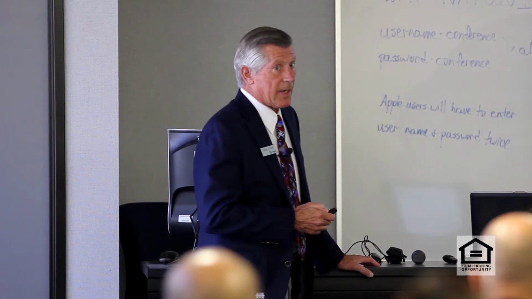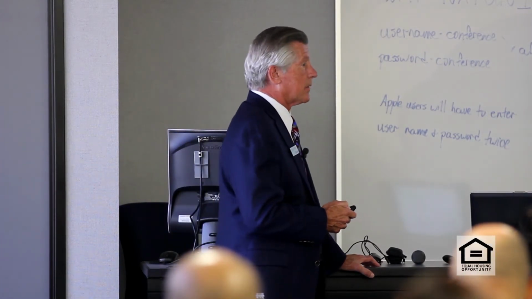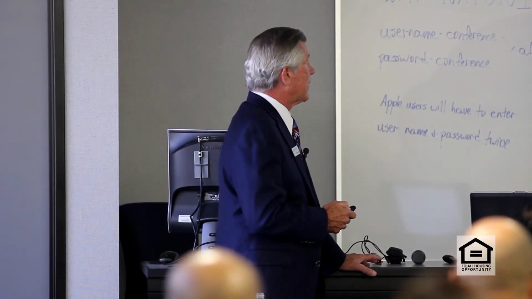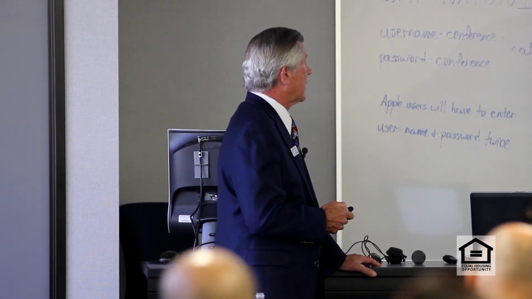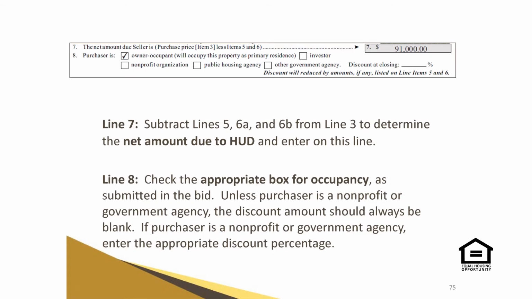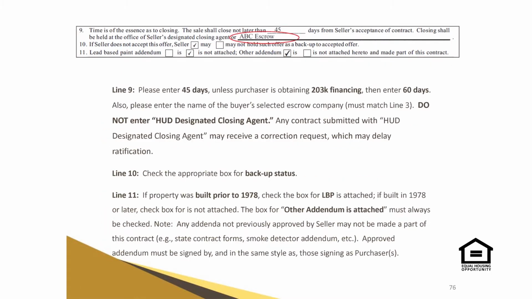Line 8, remember this is that box for owner-occupant status. This is the one to make sure this guy is really going to be an owner-occupant and not just trying to stack the deck in his favor. Unless the purchasers are a nonprofit or government agency, the discount amount should always be blank, okay? Always enter 45 days unless the buyer is using 203K financing. Then enter 60 days for escrow period.